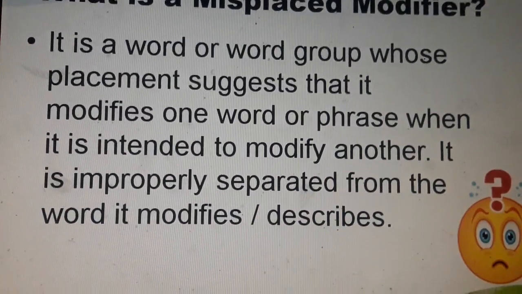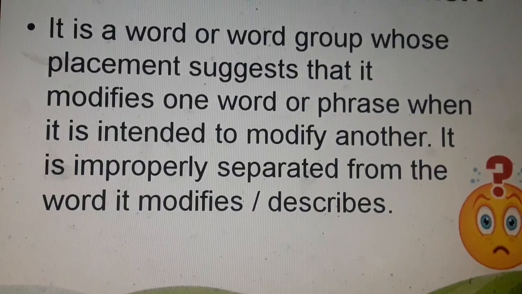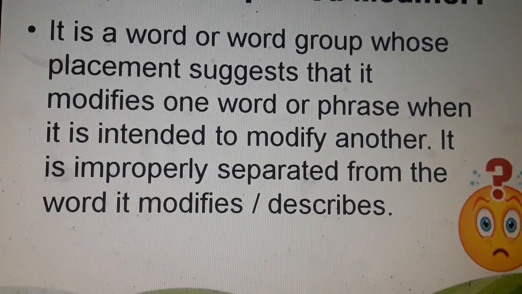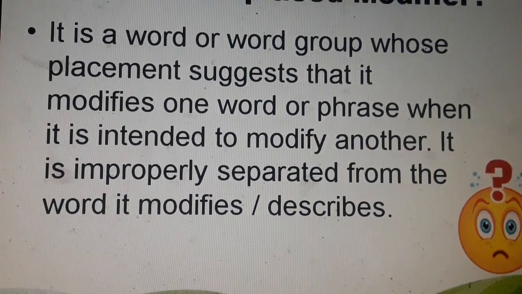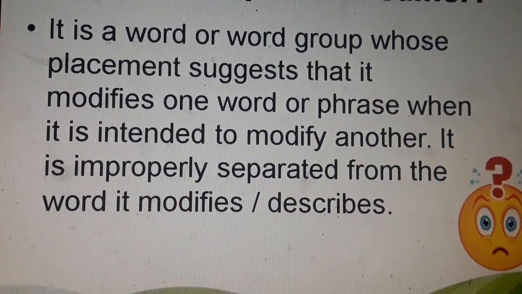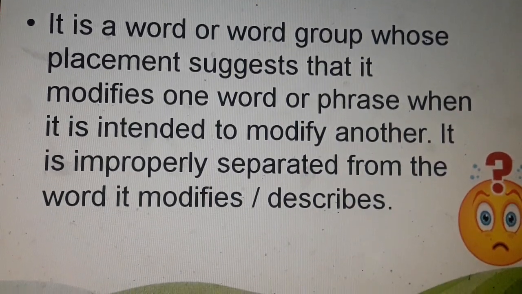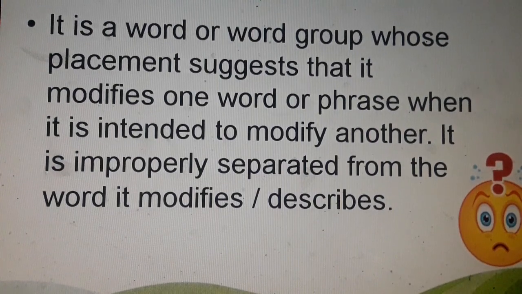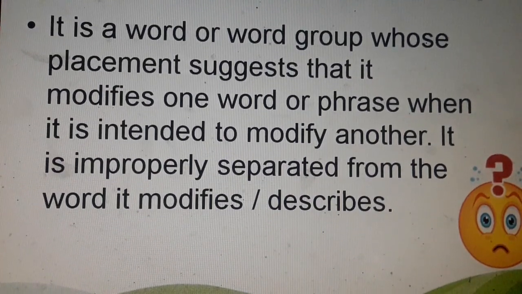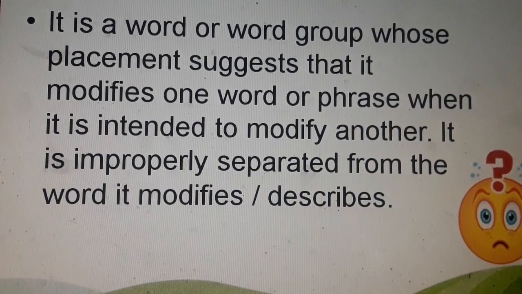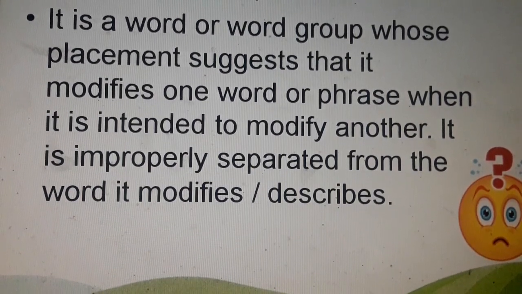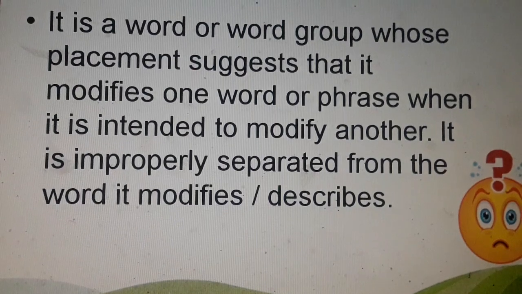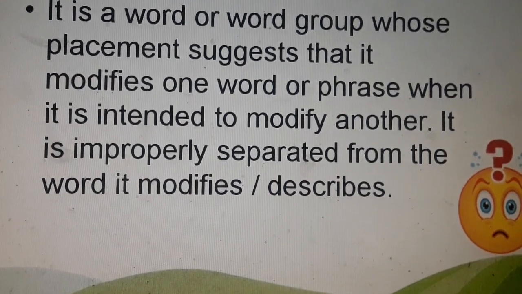What is a misplaced modifier? It is a word or word group whose placement suggests that it modifies one word or phrase when it is intended to modify another. It is improperly separated from the word it modifies or describes. If you look at it, you will understand it modifies something that you don't intend. You want to modify something, but the sentence modifies another one.